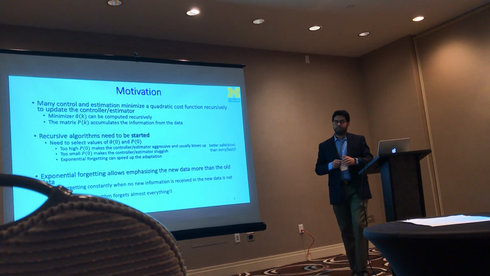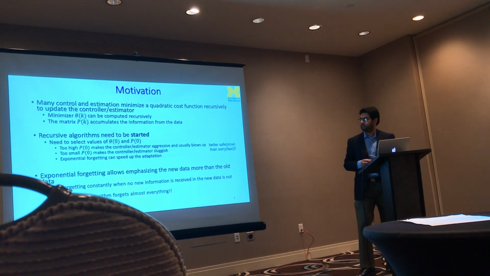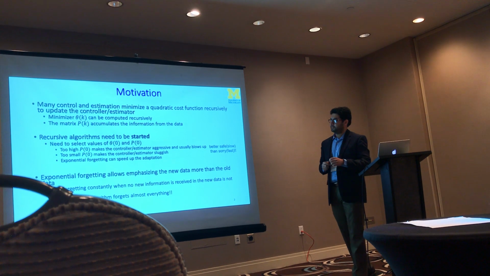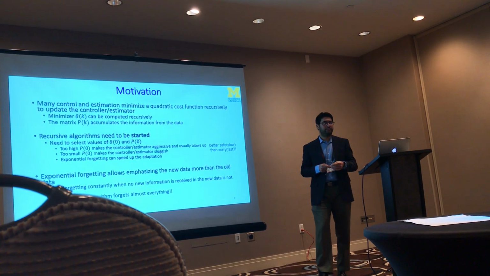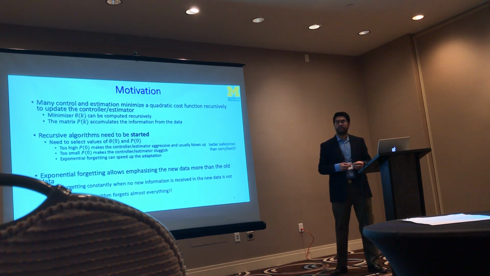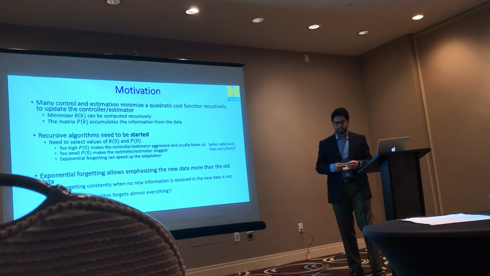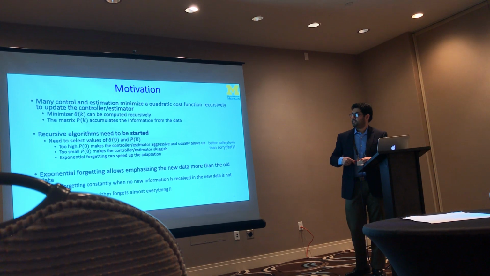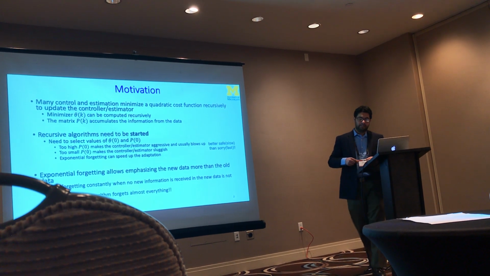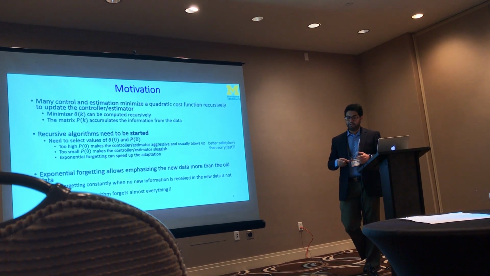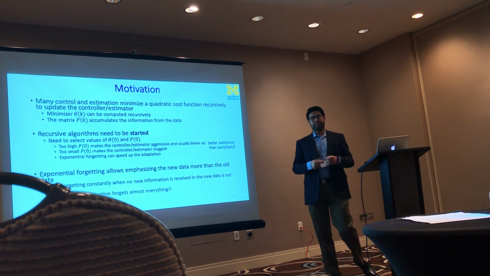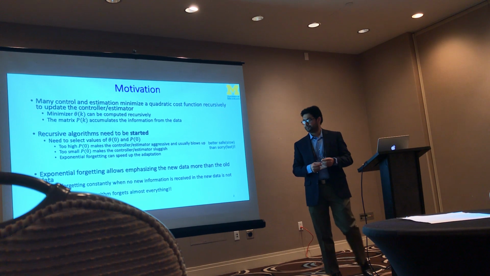Now, if you set the value of the matrix P naught too high, the estimator or the controller becomes too aggressive. If it's a controller, it might end up blowing up the system. And if these values are too small, the estimator or the controller might be too slow. So to speed up the slower system, usually standard forgetting is used.